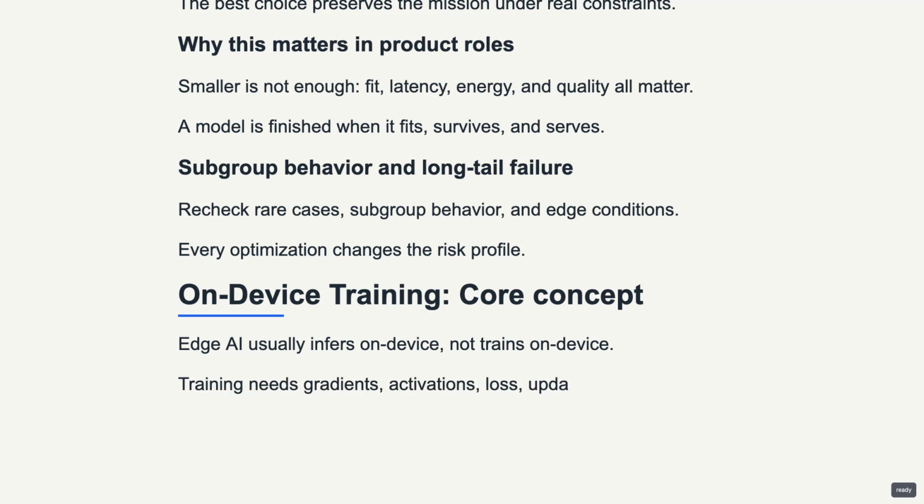Training asks the device to do far more bookkeeping than inference. It has to store intermediate state, compute gradients, update parameters, and move more data around, so the load on memory, energy, and heat rises very quickly.